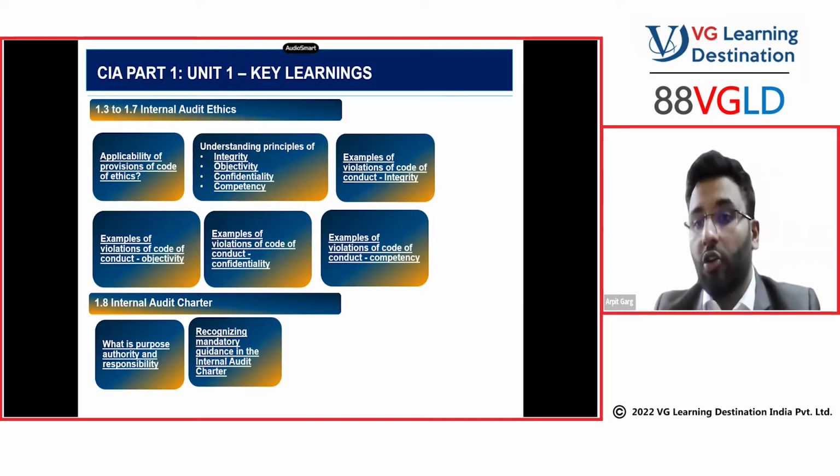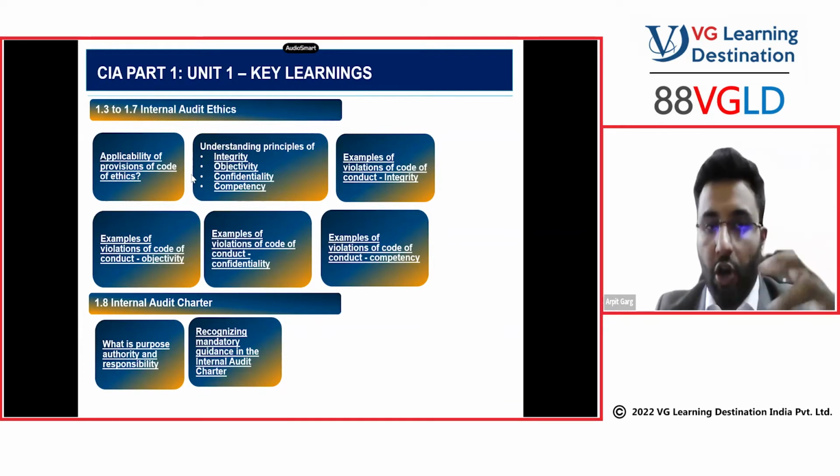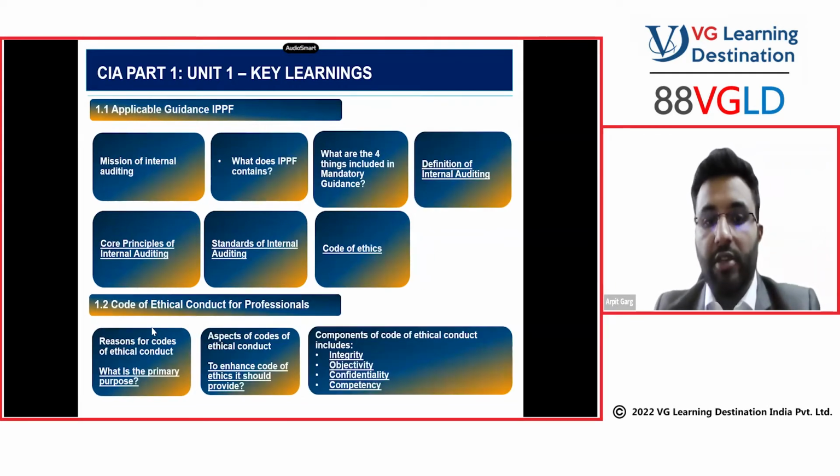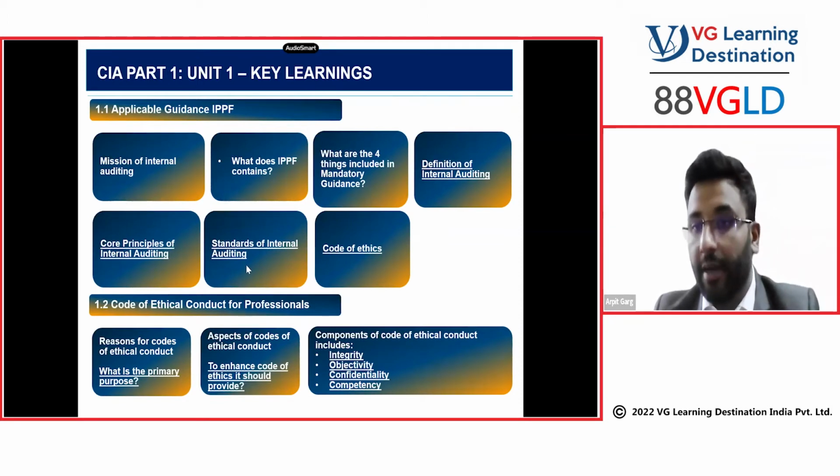The last topic would be on the internal audit charter, folks, where we are going to understand the purpose, authority, and responsibility, and what we understand by recognizing mandatory guidance in the internal audit charter. You will surely see a couple of questions from the internal audit charter topic. You'll surely see some questions on internal audit ethics in the examination. You will surely see some questions on the core principles, probably even a direct question on the mission of internal auditing. You can expect such questions in the examination. So that's why this unit becomes very, very important.